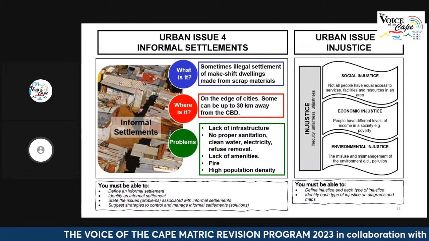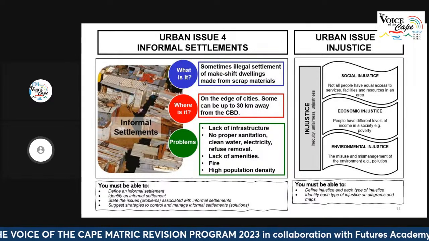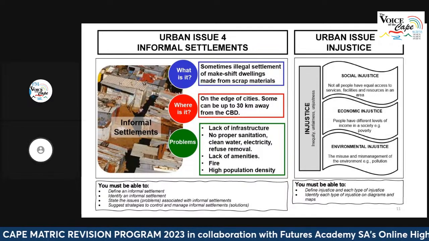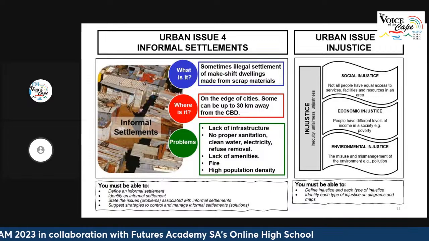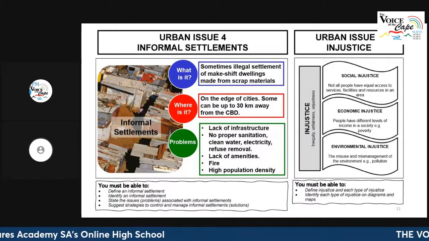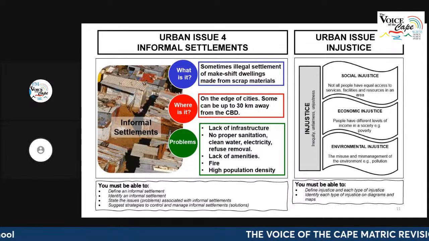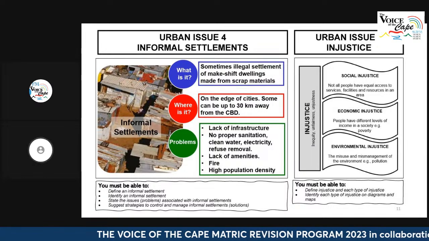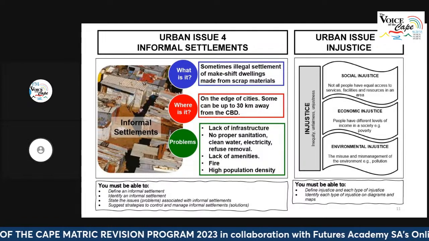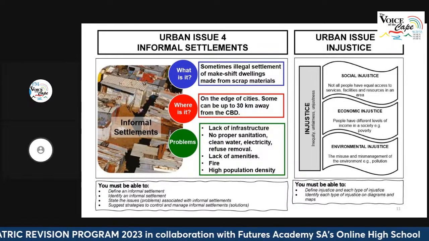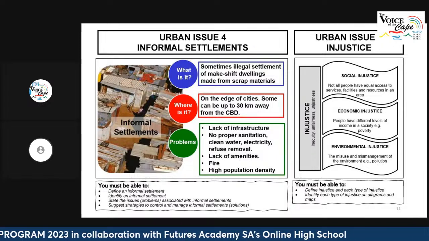What are the problems that are associated with it? Remember, infrastructure is a problem, sanitation is a problem, amenities is a problem. They are very, very accustomed to probably having a fire within that region, and it has a very high population density, so diseases spread really, really quickly in this area. And then strategies to control and manage your informal settlements become also a very, very big question.